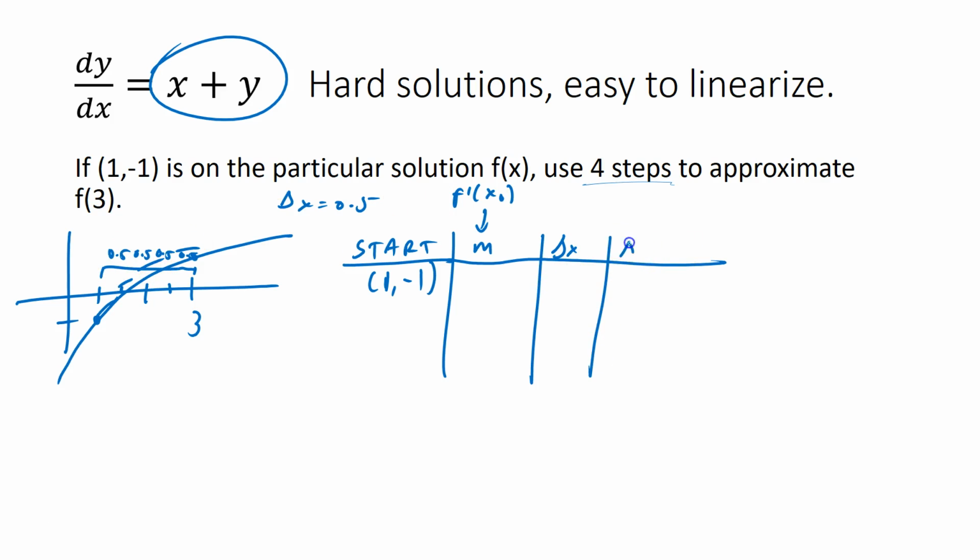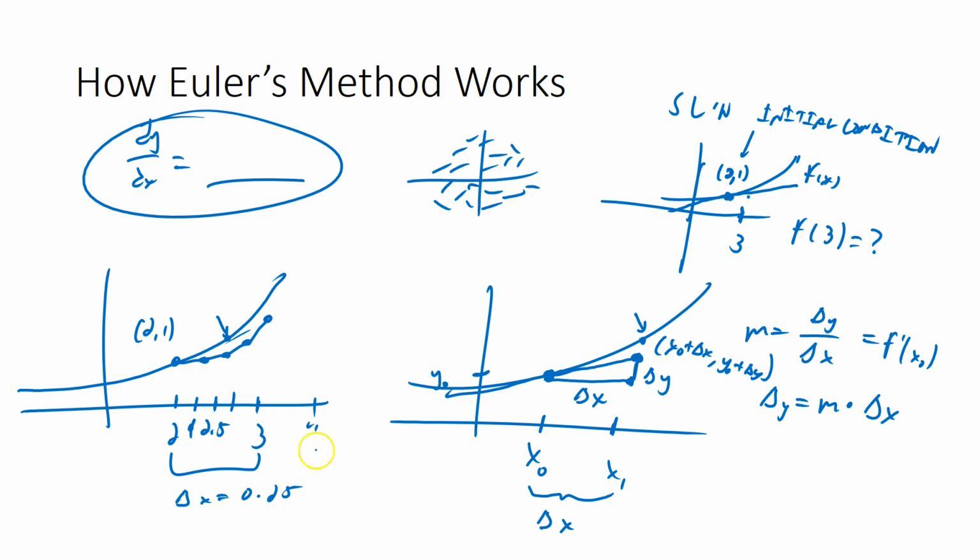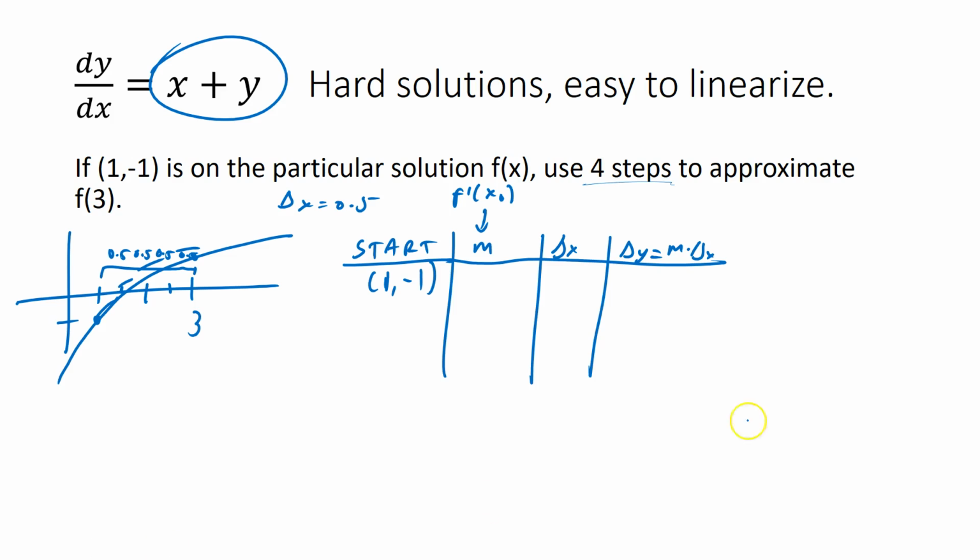And then we have the delta y, which is just m times delta x. We showed that on the last one. The slope times the change in x tells us how much we change the y value. And then we're going to have our new point. Our new point is going to be x plus delta x and y plus delta y. That's how much the x changed and how much the y changed. So let's see if we can do it. Here we have our starting point, 1, -1, and I really shouldn't put f prime of x0 here, because this differential equation involves x and y.